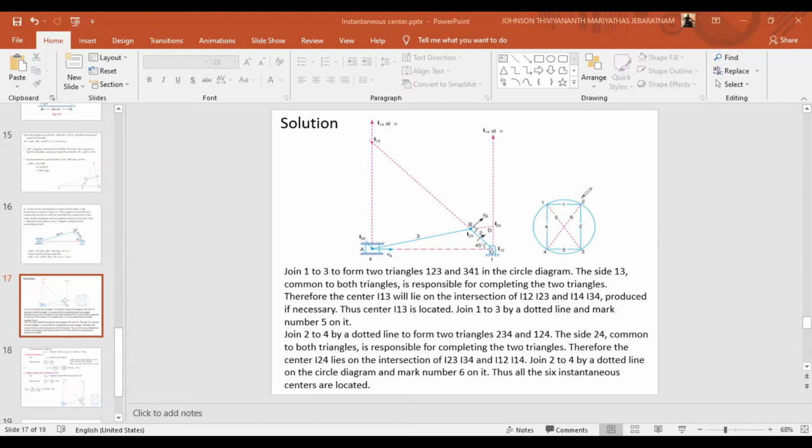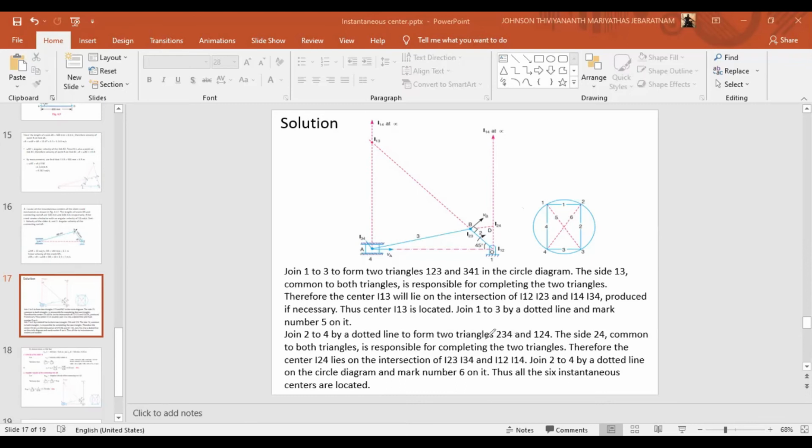Then the next one, I12 and I14, based on this triangle. I12 I have here, and I14 is here. So I will join these two lines, and the point where this line and this line meet is the instantaneous center I24.